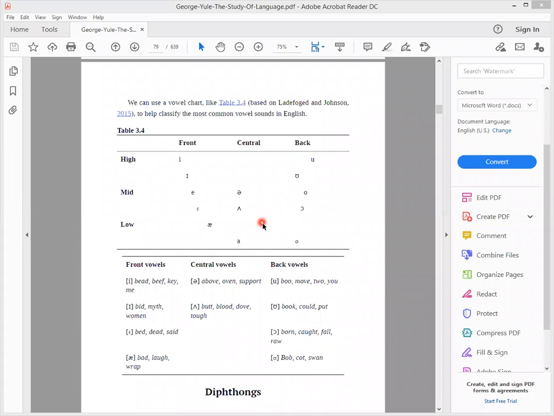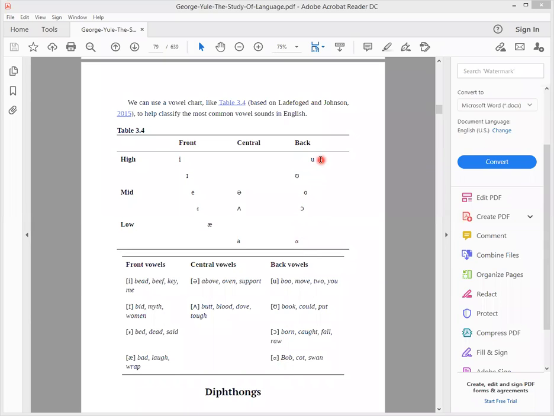So next we have the sounds of the back of the tongue. The first sound is oo, as in boo, move, to, you. Then a little short version of that sound, as in booked, could, put. The next sound is o, as in born, caught, fall, and raw.